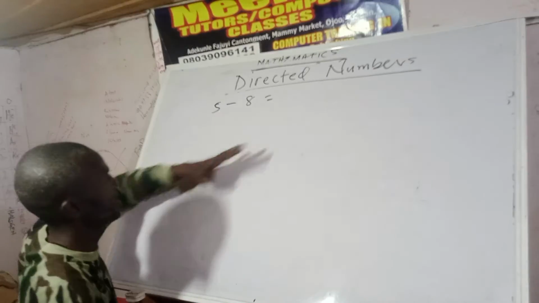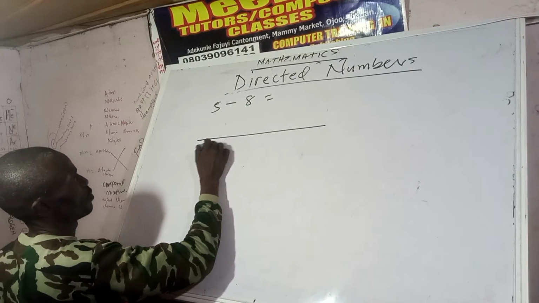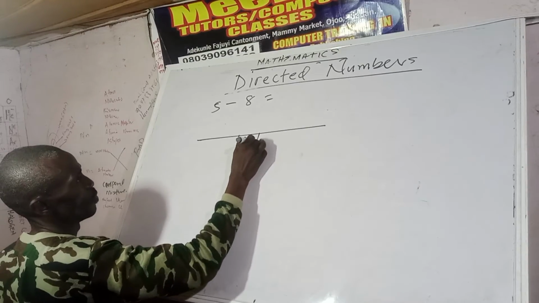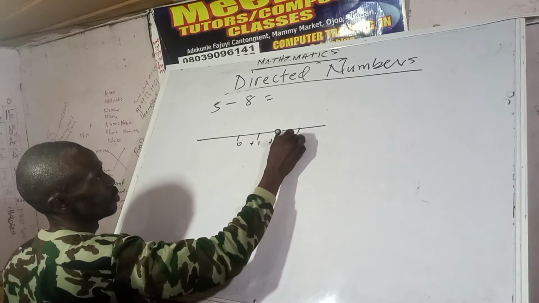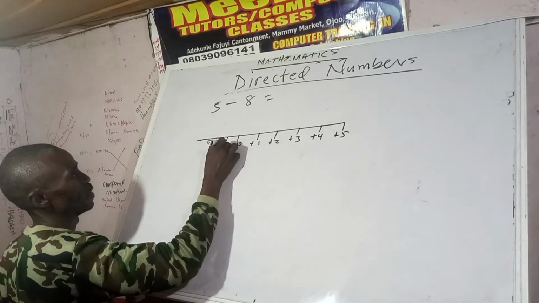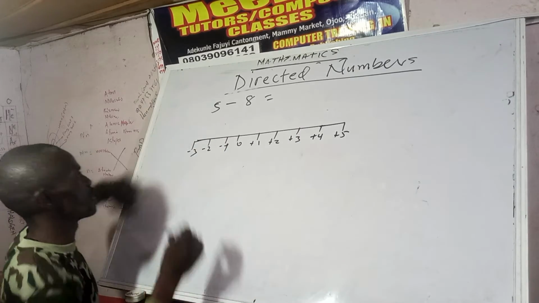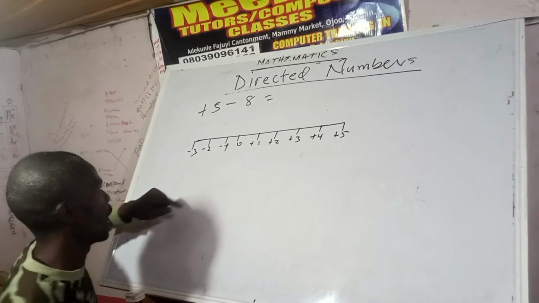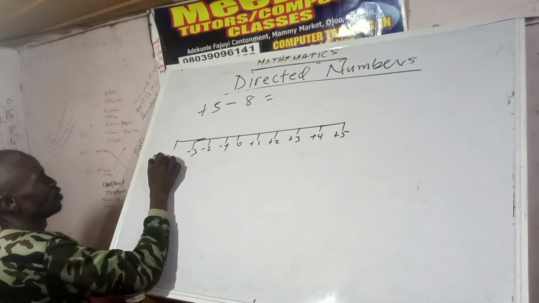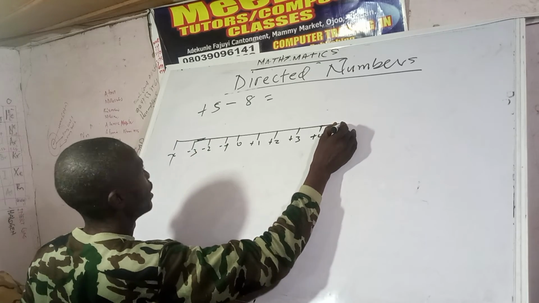5 minus 8 using the number line. You have to direct the number here. Let's see. 0, plus 1, plus 2, plus 3, plus 4, plus 5, minus 1, minus 2, minus 3, like that. This 5 you see is plus 5. Now, minus means I should go back how many times? 8 different jumps. Now, let's have it. Plus 5, let's go. Minus, I go back 8 times, let's go.